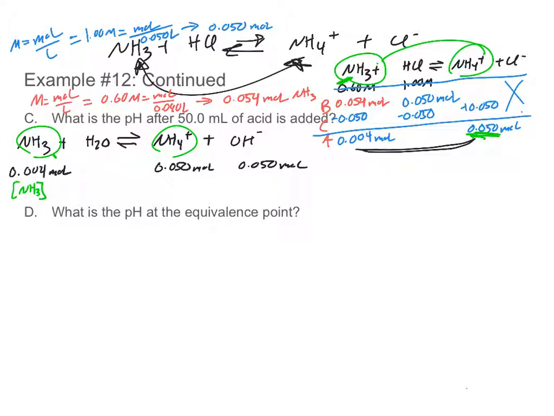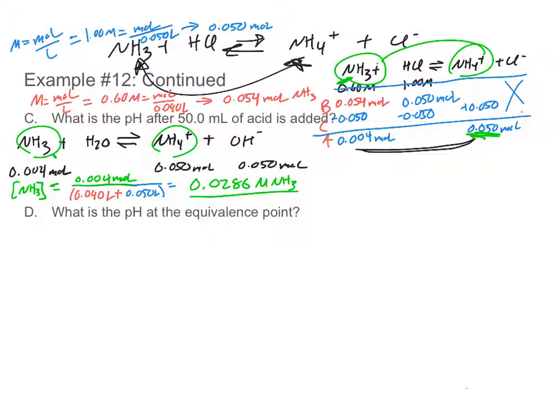So in this case, I'm going to take the concentration of the NH3, which is 0.004 moles, divided by the total volume, which in this case was the... so that gives me the concentration of the NH3.